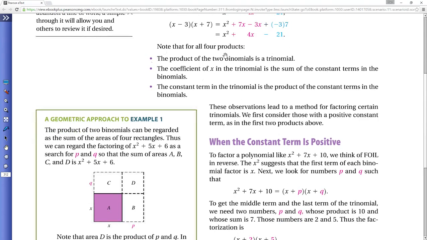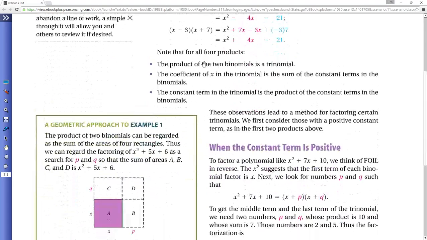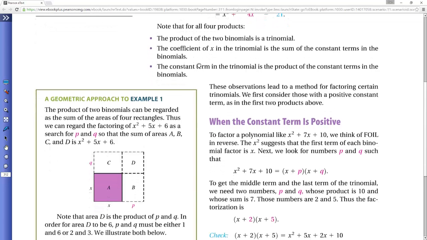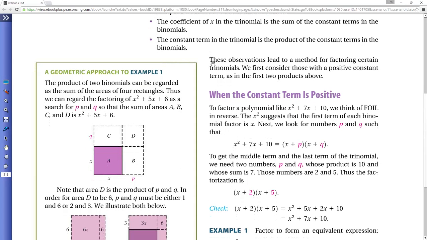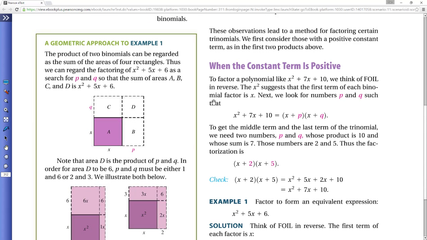So this shouldn't be anything new. They're just saying, hey, let's think about maybe some patterns that we can see to help us factor these more easily and faster, with fewer steps and fewer errors, right?